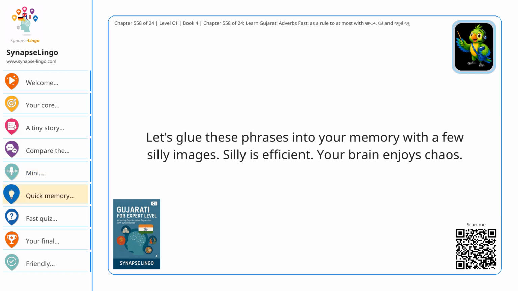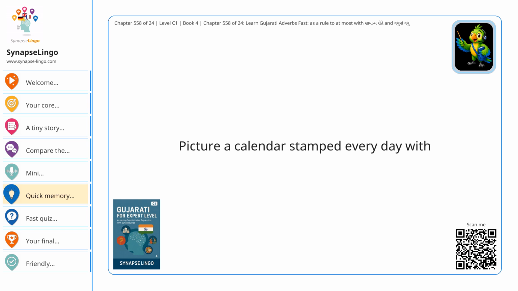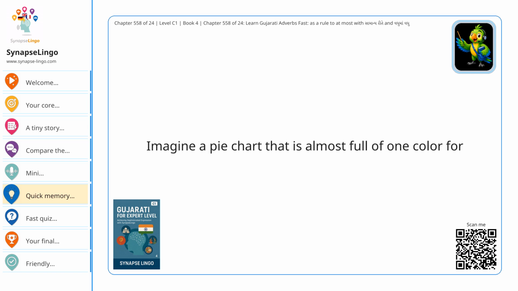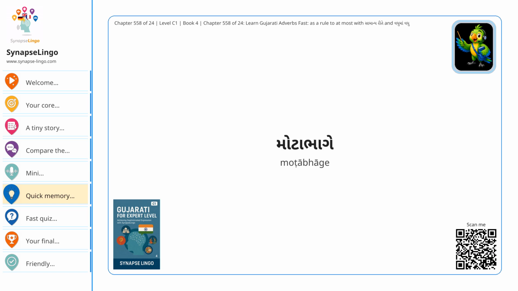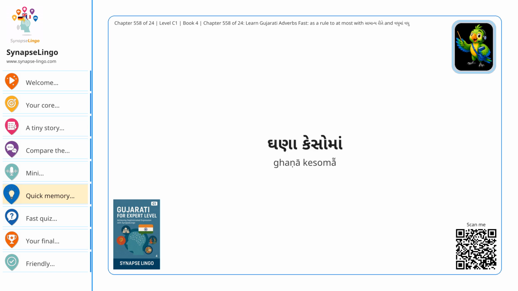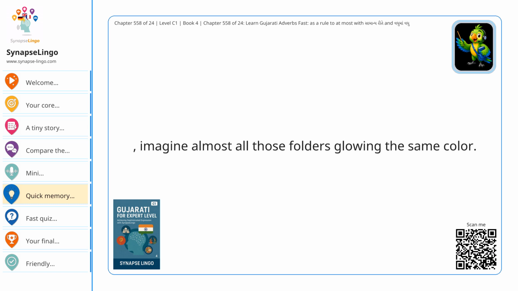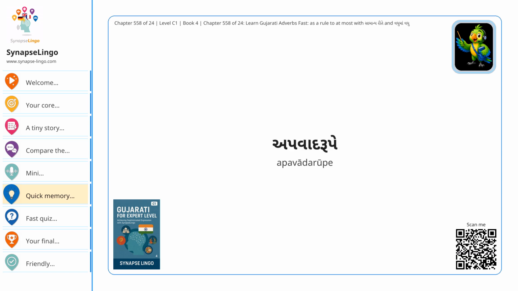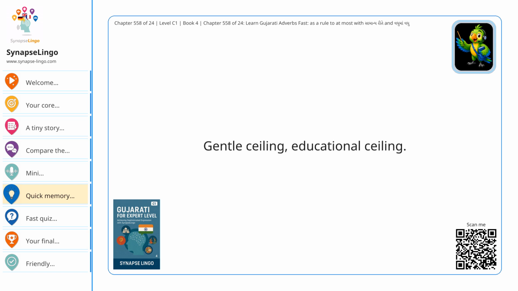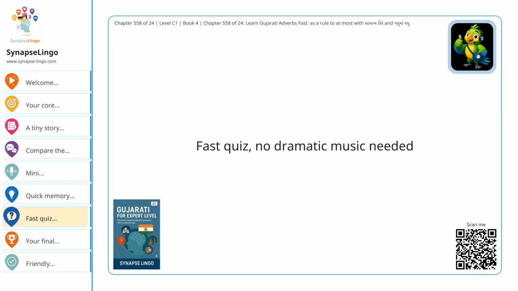Quick memory tricks. Let's glue these phrases into your memory with a few silly images. Silly is efficient. Your brain enjoys chaos. Picture a calendar stamped every day with સામાન્ય રીતે. That is the usual pattern. Imagine a pie chart that is almost full of one color for મોટા ભાગે. See one giant slice dominating the whole pie. For મુખ્યત્વે, same idea. For ઘણા કેસોમાં, imagine many file folders on a desk. For મોટાભાગના કેસોમાં, imagine almost all those folders glowing the same color. For અપવાદ રૂપે, imagine one golden cup among ordinary cups. For વધુમાં વધુ, imagine a counter rising and then smacking into a ceiling. Gentle ceiling, educational ceiling.